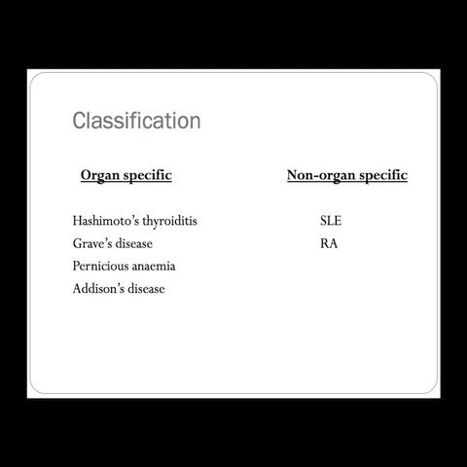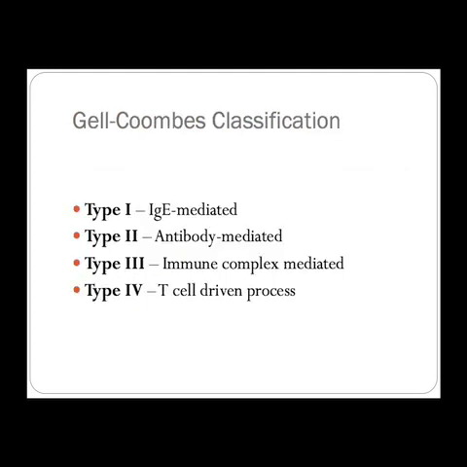The type, location, and specificity of the immune response influences the pathologies that we see with the autoimmune diseases, and we can classify them most basically into organ-specific autoimmune diseases and non-organ-specific autoimmune diseases. Examples of organ-specific diseases would be Graves' disease, pernicious anemia, Addison's disease, while prototypal non-organ-specific autoimmune disease would be SLE and rheumatoid arthritis.